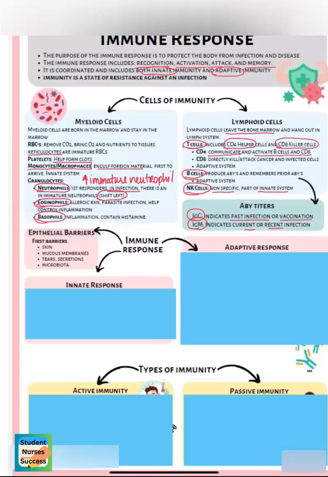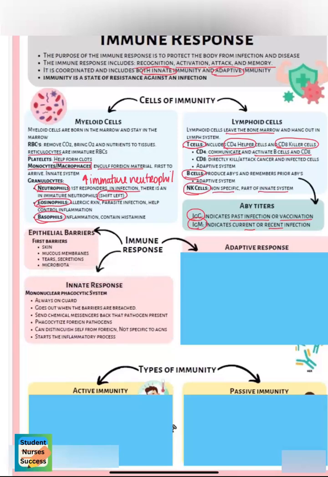The first step in the immune response is really your epithelial barriers. These are our first barriers that pathogens come across. These include our skin, our mucous membranes, secretions and tears that maybe trap or stop bacteria or pathogens from entering the body, and even our microbiota control some of this.